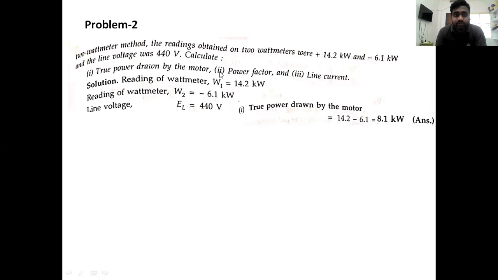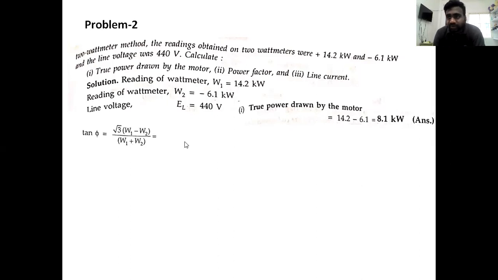So what is the second thing we need to calculate? The second question is nothing but the power factor. Power factor is cos phi. So verify with this first answer, is it 8.1 kilowatts or not? I'm going to calculate the second one, that is the power factor.